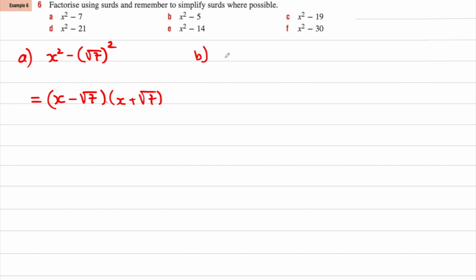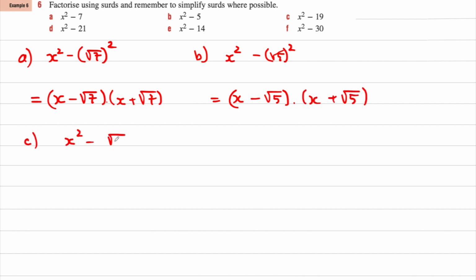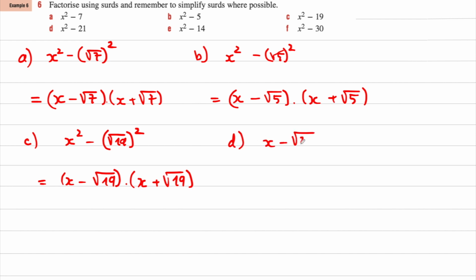For question B, you have x squared minus square root 5, and then you have a square like this one: x minus square root 5, and then x multiplied by x plus square root 5. Question C, x squared minus square root 19, and then square. The first bracket will be x minus square root of 19 multiplied with x plus square root of 19 here. And the next one, question D, you have the same form, x minus 2 square root of 21 and multiply x plus square root 21.